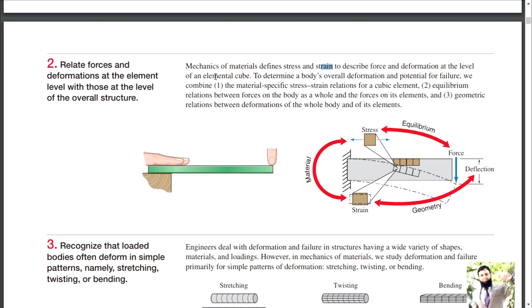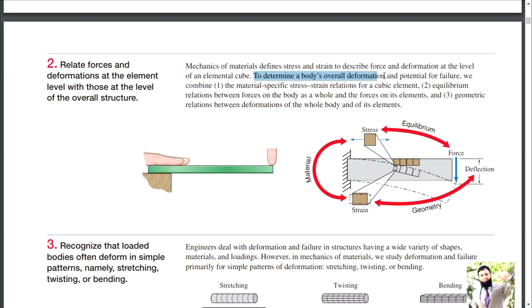And for deformation at the level of the elemental cube, what mechanics of materials does is bring the whole body's forces to the element level, and then it studies those. It means that there is a force and there is a deformation, and it converts that to stress and strain at element level, cube level.